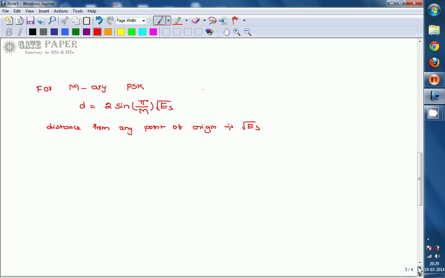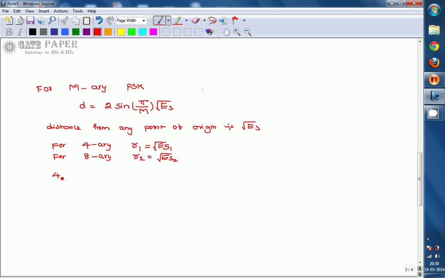Now coming to the answer, the distance of any point from the origin is treated as root Es. Corresponding to the first circle we consider Es1, and corresponding to the second circle we consider Es2. So for 4-ary PSK the distance R1 is treated as root of Es1. Similarly for 8-ary PSK, that radius is considered as R2, that is root of Es2. Now we'll calculate the distances D1 and D2 corresponding to 4-ary PSK and 8-ary PSK.